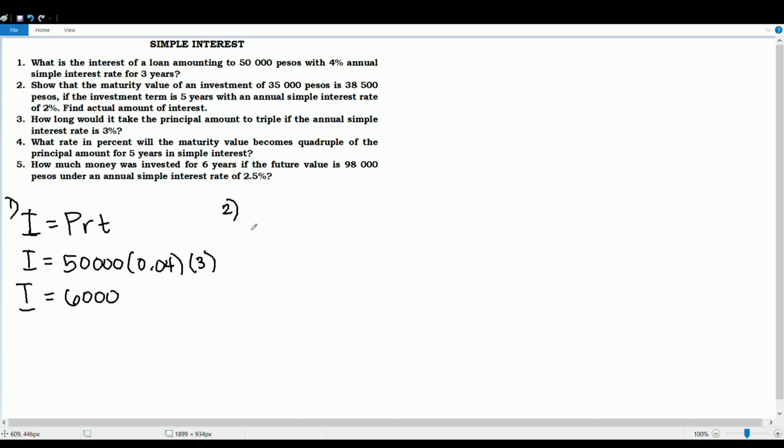Show that the maturity value of an investment of 35,000 pesos is 38,500 pesos. If the investment term is 5 years with an annual simple interest rate of 2%, find the actual amount of interest. So let's check if our maturity value will become 38,500. Therefore, the formula we will be using is the second formula, that is F equals P times 1 plus RT, which was derived from the first formula of the future value, which is the sum of the principal and the interest.